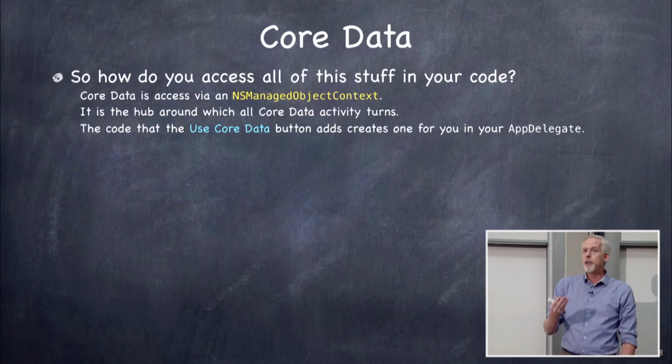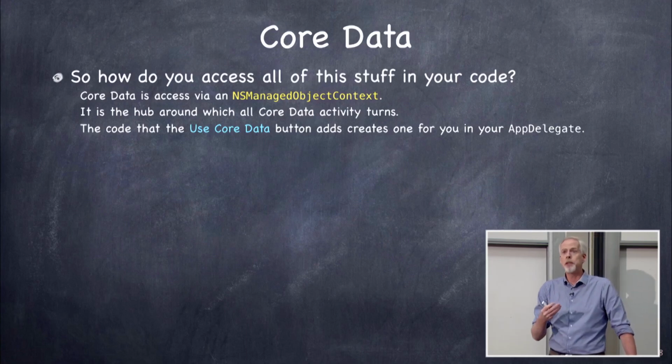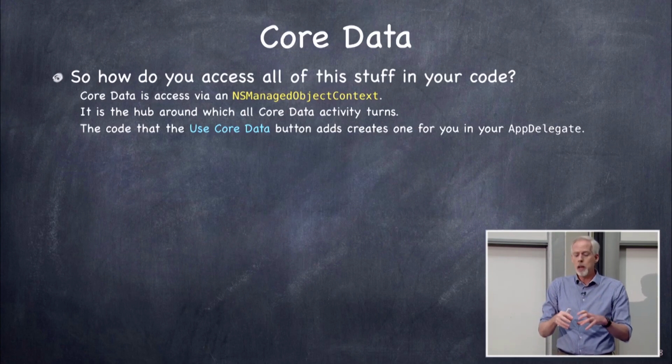So that's one way. Another way is to use a subclass of UIDocument, which I'm going to talk about later today, which will give you the context. And UIDocument is a way of abstracting a document. So that's a way of looking at your entire database as just like one big document.